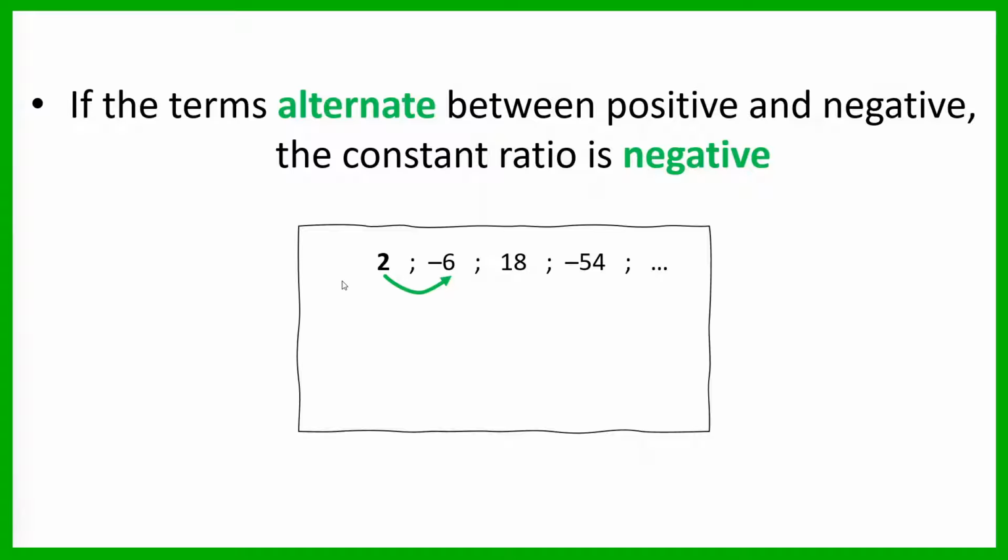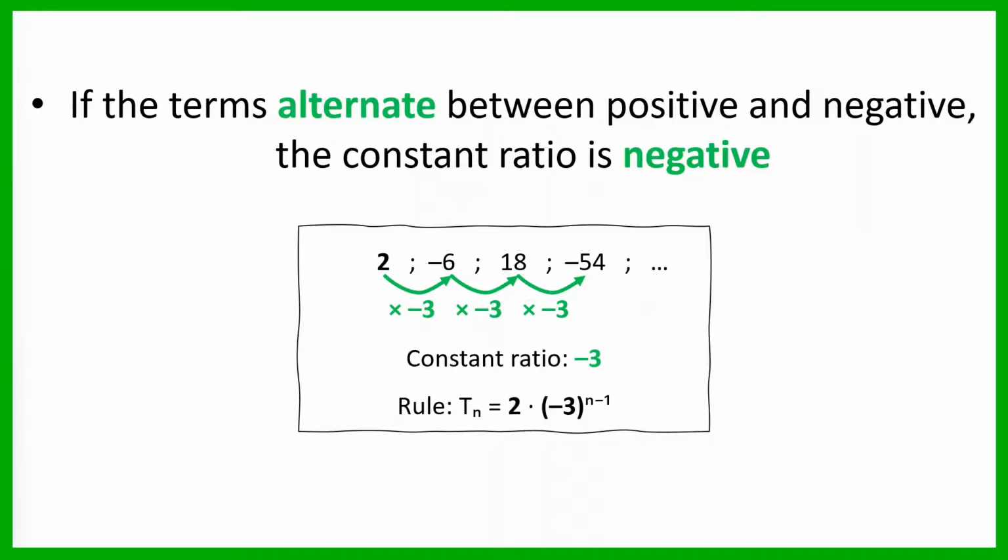Okay, so over here, if I go from 2 to negative 6, I need to multiply by negative 3. And then when I multiply by negative 3 again, it's going to give me positive 18. When we multiply by negative 3 again, it's going to give me negative 54. So that's why it's alternating, because I'm multiplying by a negative all the time. Okay, so in this case, our constant ratio is negative 3.